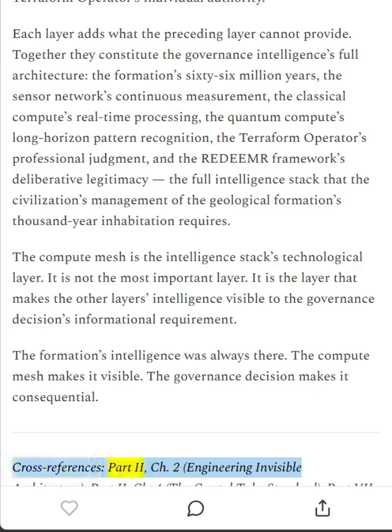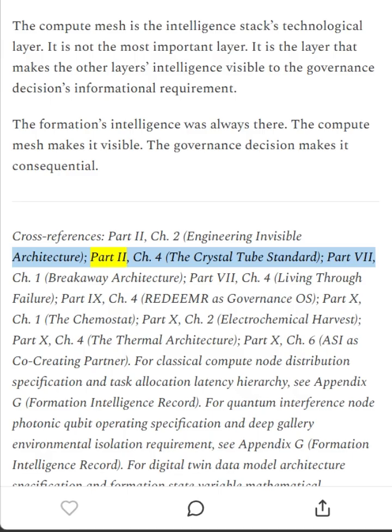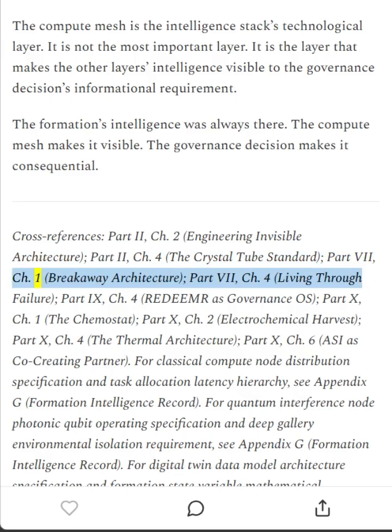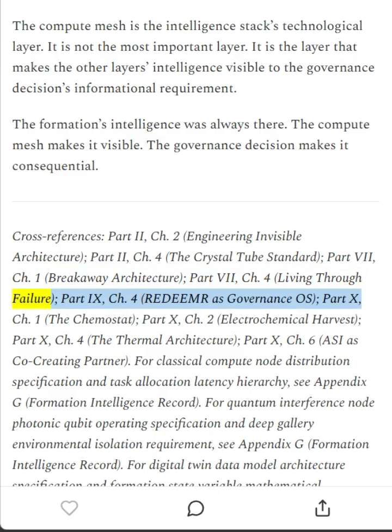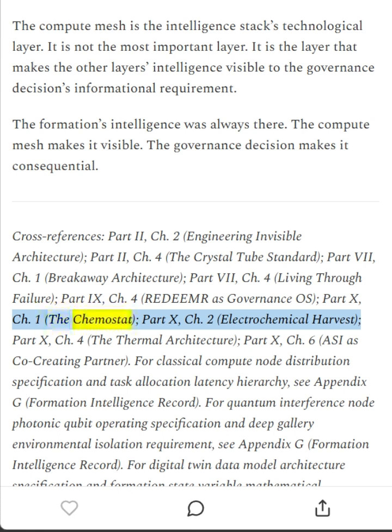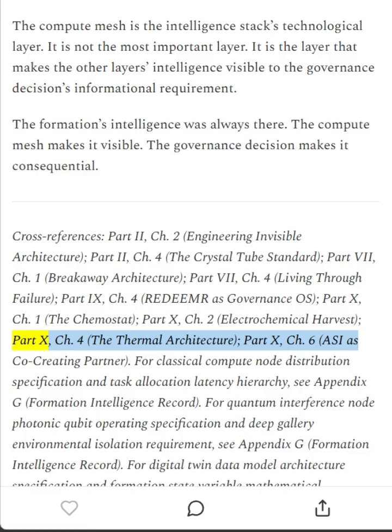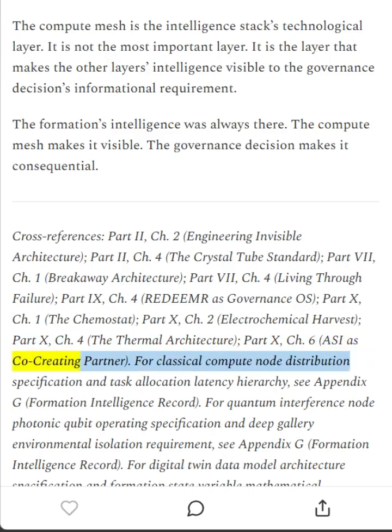Cross-references. Part 2, CH2, Engineering Invisible Architecture. Part 2, CH4, The Crystal Tube Standard. Part 7, CH1, Breakaway Architecture. Part 7, CH4, Living Through Failure. Part 9, CH4, Redeemer as Governance OS. Part 10, CH1, The Chemostat. Part 10, CH2, Electrochemical Harvest. Part 10, CH4, The Thermal Architecture. Part 10, CH6, ESI as Co-Creating Partner.